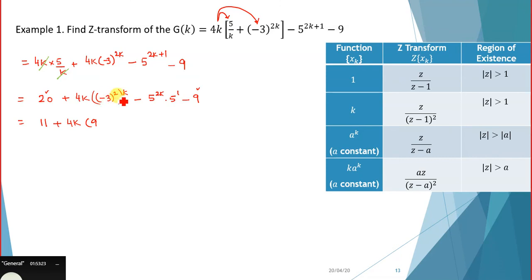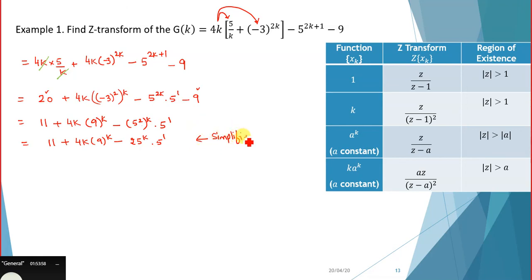Minus sign 2 times becomes positive. 9 power k. So again this term becomes in the form of this rule. Minus here 5 power 2. So again you can write 5 power 2 to the k, times 5 power 1. So still we need some simplification. 11 plus 4k, 9 to the power k, minus this becomes 25 power k times 5 to the power 1. Now this is the simplified expression.